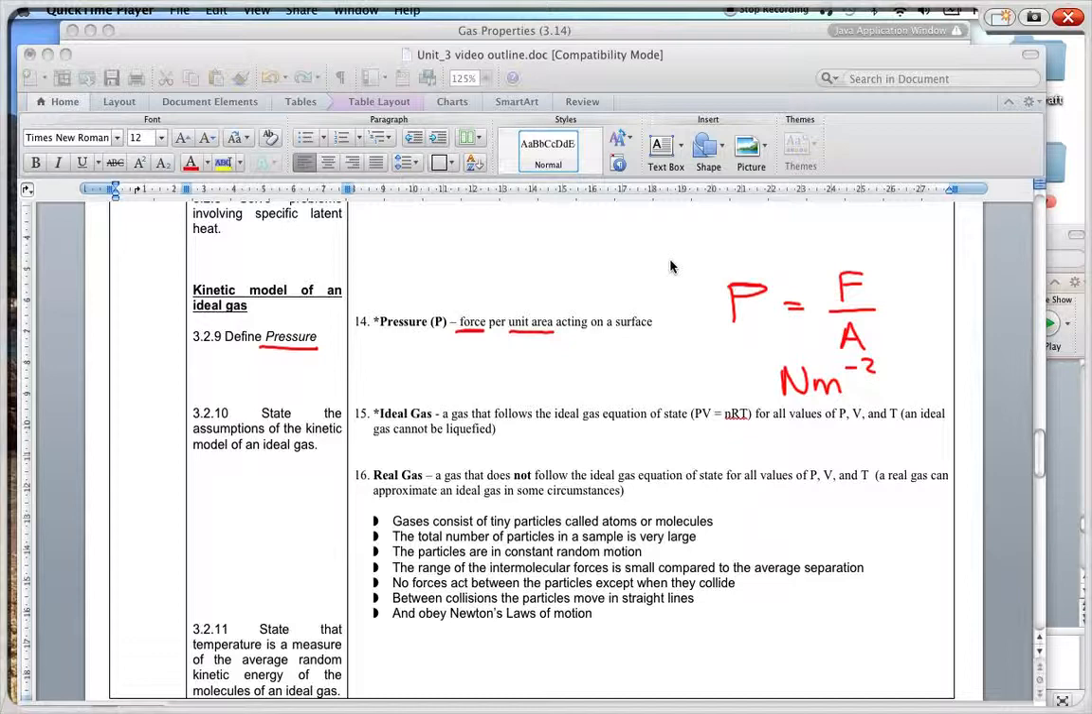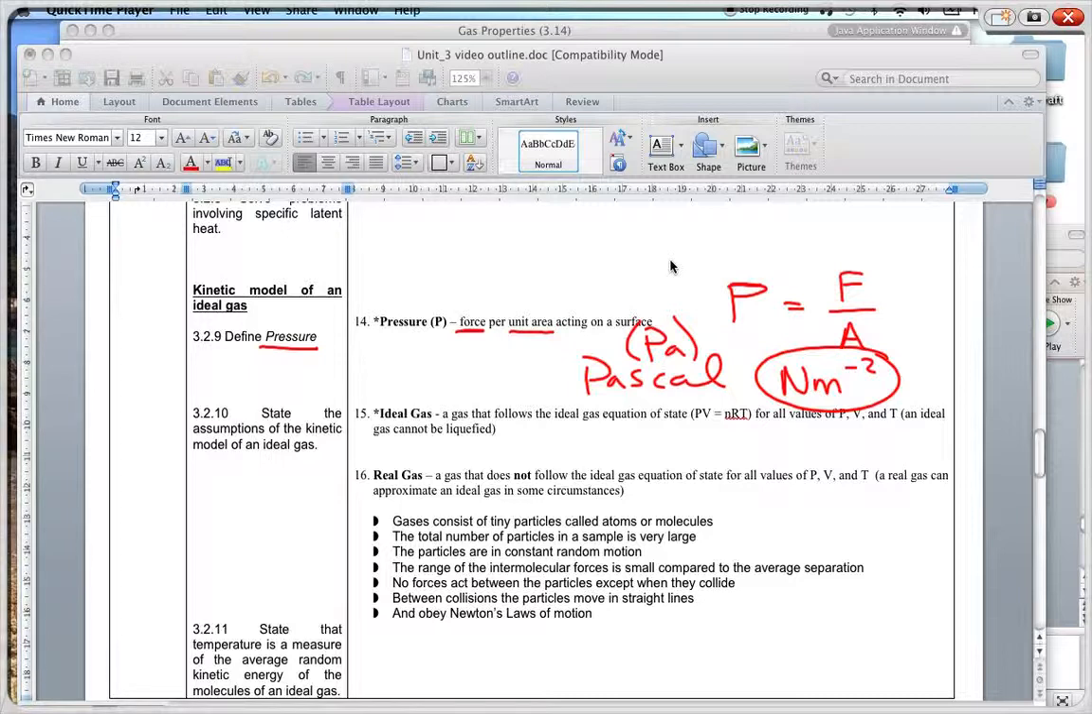And we've got a new unit for this. We call this Newton meter to the minus 2, we call that a Pascal, or Pa for short. So that is a Newton per square meter.